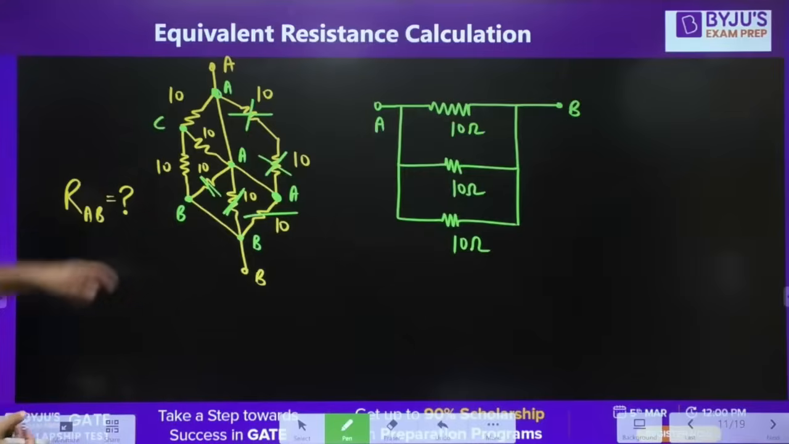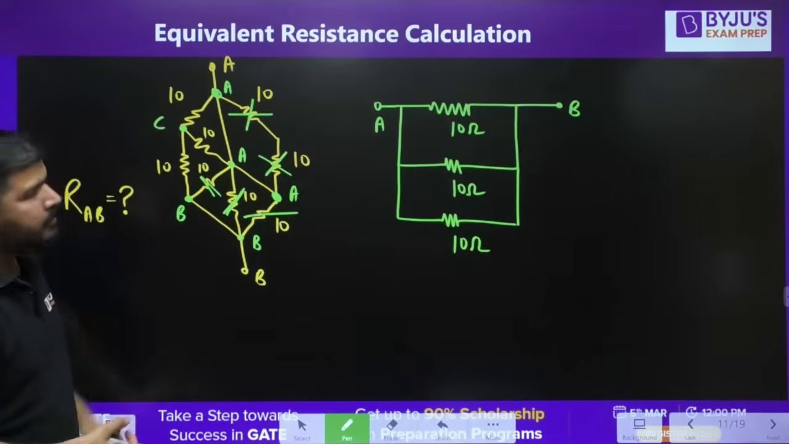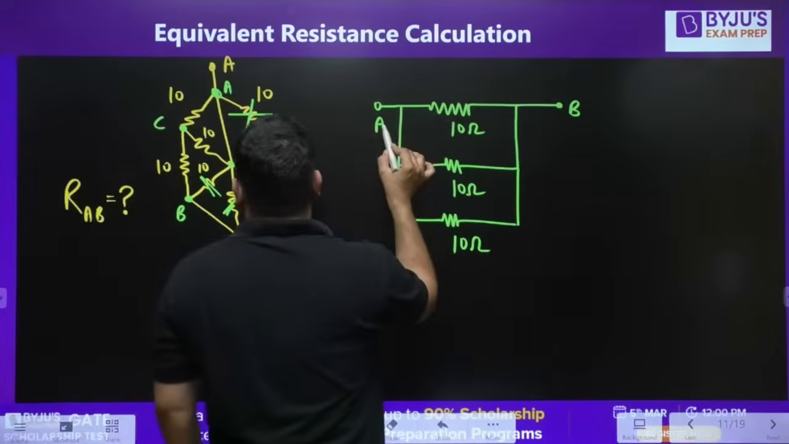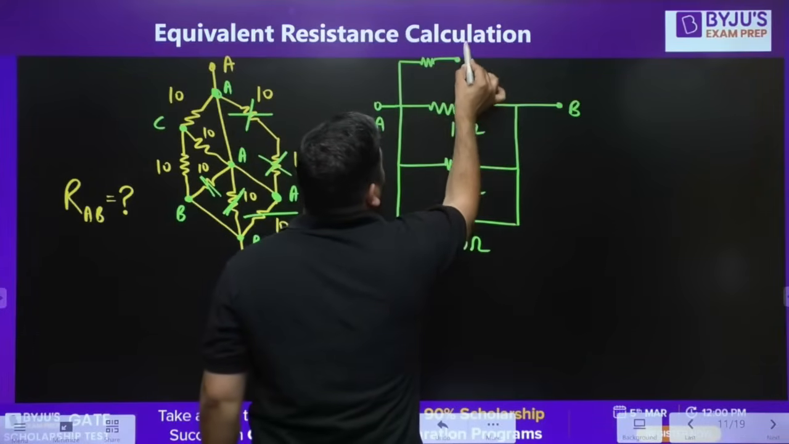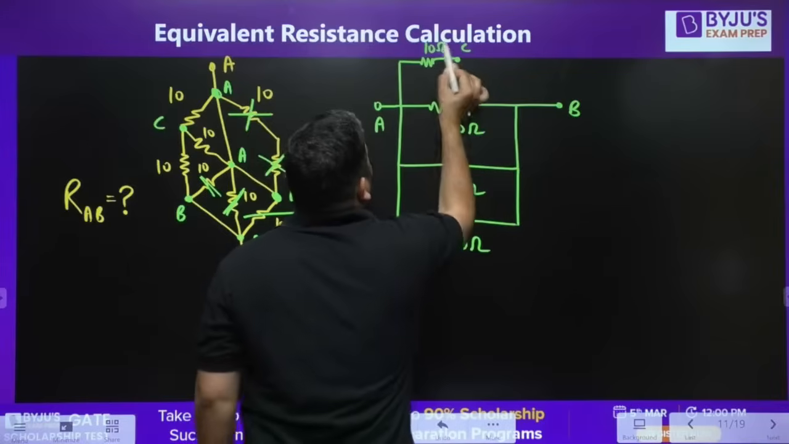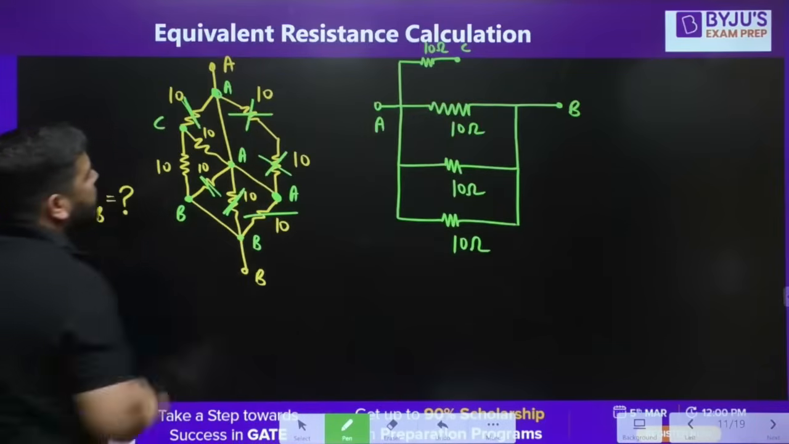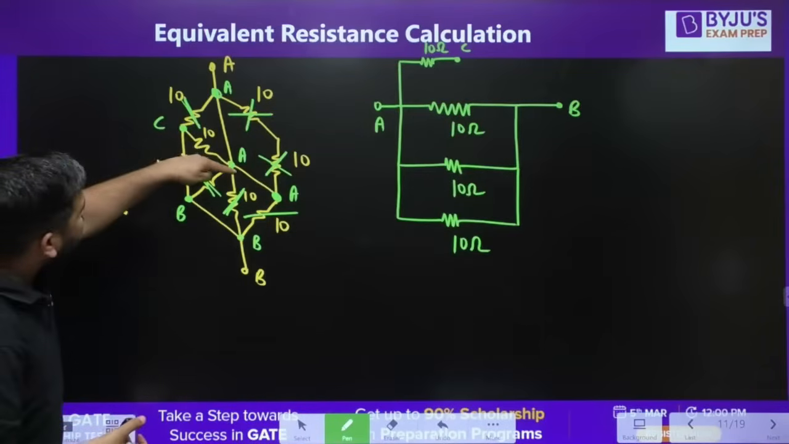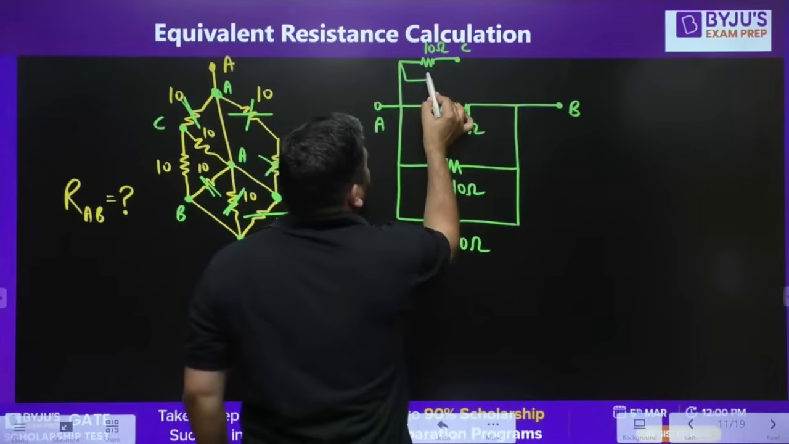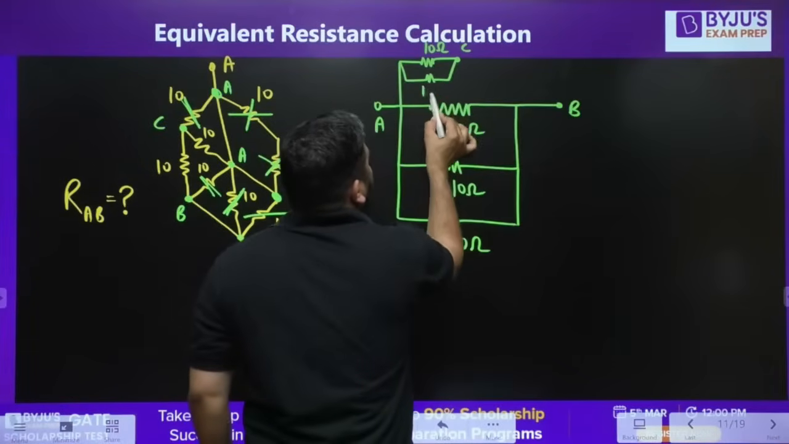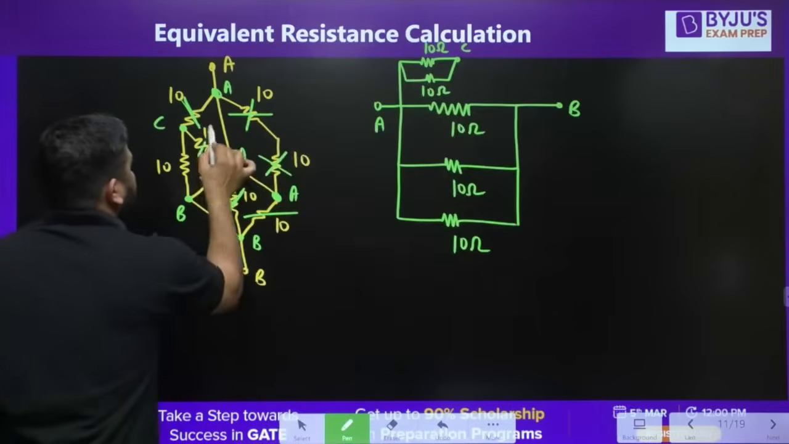Now from A to C, we have 10 ohm. This resistance is covered. There is one more resistance from A to C, 10 ohm. One more resistance from A to C, 10 ohm. Fine. This resistance I have covered.